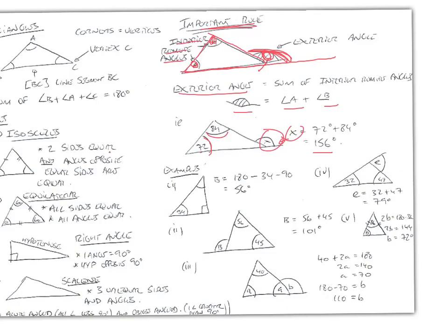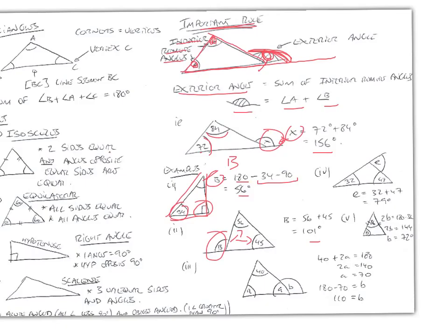Here's a right-angled triangle, and we need to find B. Okay, so this is 34, this is 90, B is equal to 180 minus 34 minus 90, which is 56 degrees. Here we're looking to find B. Well, that's equal to the sum of the 2 interior remote angles. So B is 101 degrees.